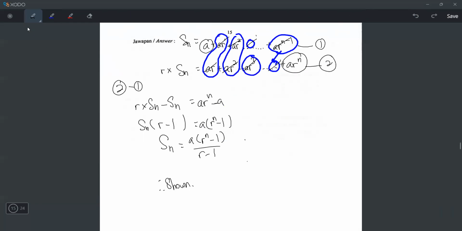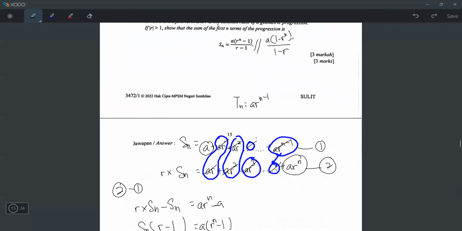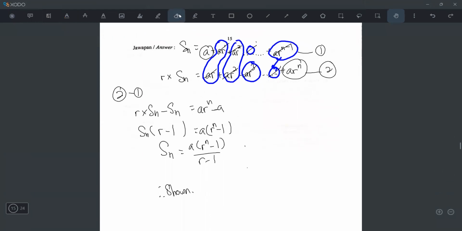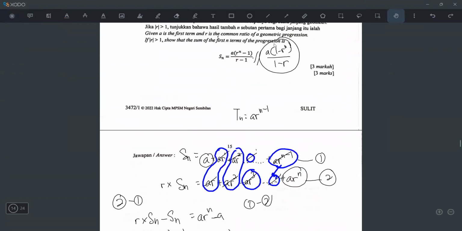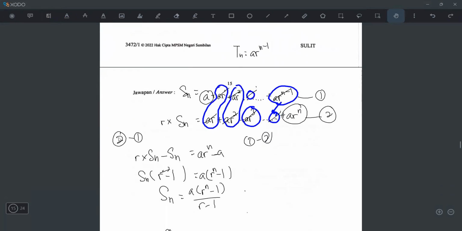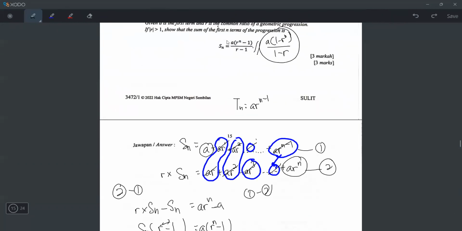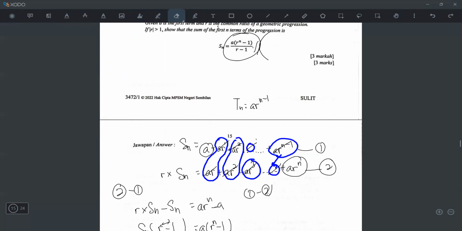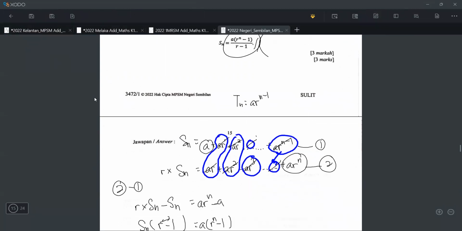But I do want to explain one thing. What if I'm trying to show the formula with 1 minus r, not r minus 1? Then you don't take 2 minus 1. You take 1 minus 2. Because if you take 1 minus 2, this will be reversed. It will not be r minus 1, it will be 1 minus r. And this will also be reversed, it will be 1 minus r power n. So if you take equation 2 minus equation 1, you will get this. But if you take equation 1 minus equation 2, you will get this. But this question asked to show which one? They asked to show this one, right? That's why I just do it like this. So that's the answer, right?